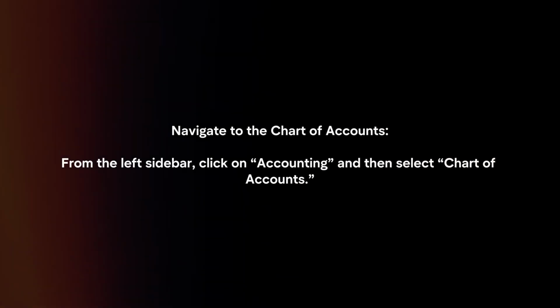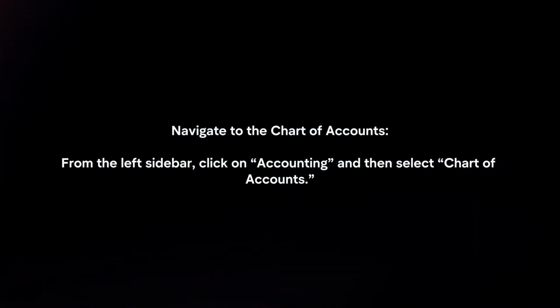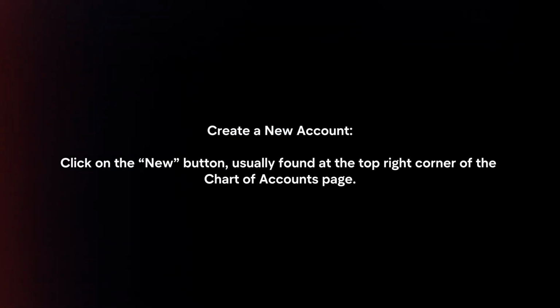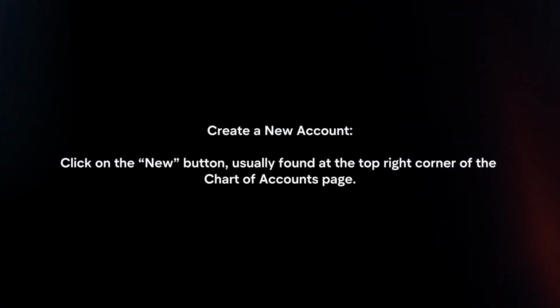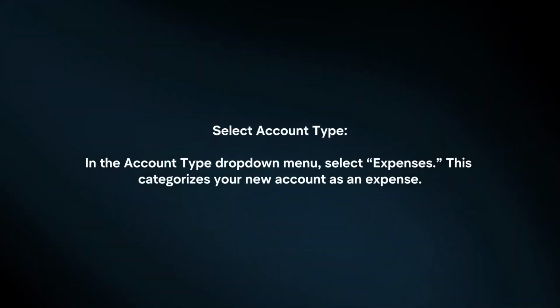Navigate to the chart of accounts. From the left sidebar, click on Accounting and then select Chart of Accounts. Create a new account. Click on the New button, usually found at the top right corner of the Chart of Accounts page.